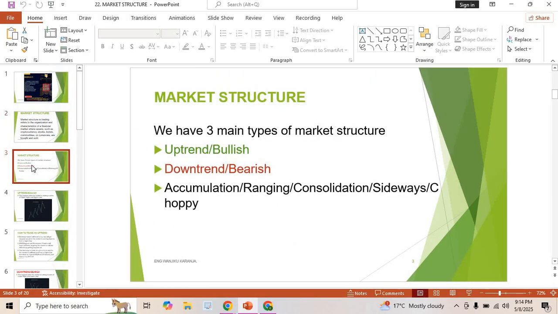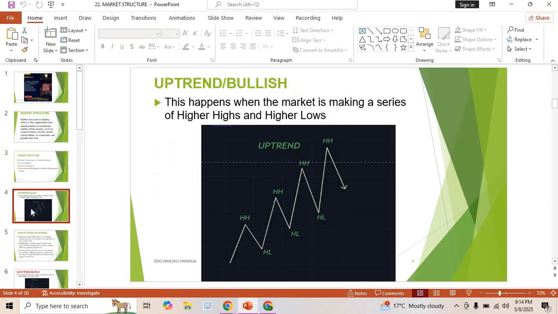So we have three main types of market structure. We have what we call the uptrend, rather the bullish. Then we have the downtrend or the bearish. Then we have what we call the accumulation, and it has many other names. Some people call them the ranging markets, consolidation, sideways, or even the choppy market. So let's look at each type individually. So the first type of market structure is what we call a bullish trend or an uptrend.